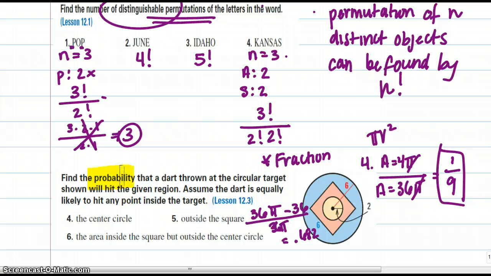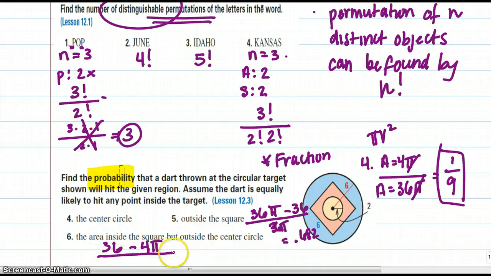All right. Number 6. The area inside the square but outside the center circle. So now I'm talking red. Inside the square but outside the center circle. In order to find that, I first need the area of my square, which is 36. Then I need to subtract my center circle. If I look at the picture here, the square without the circle just leaves the red area. So remember, the area of that circle was 4 pi.